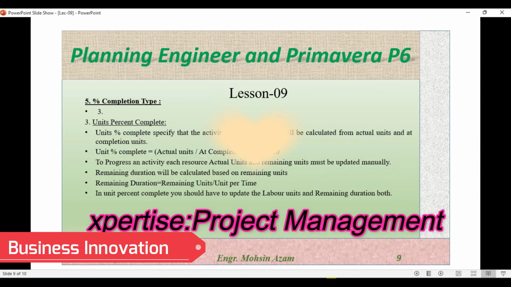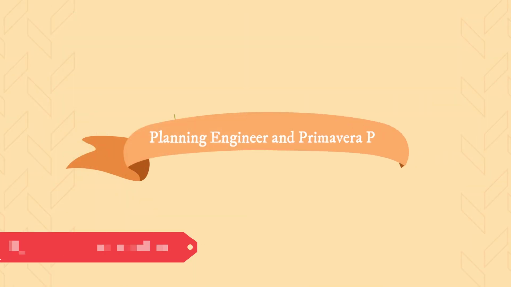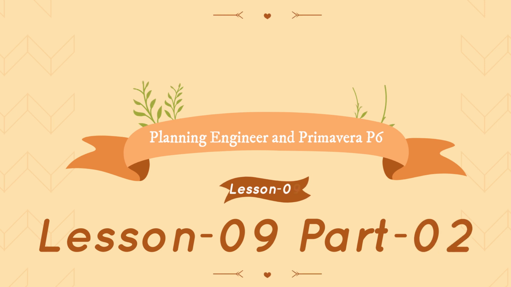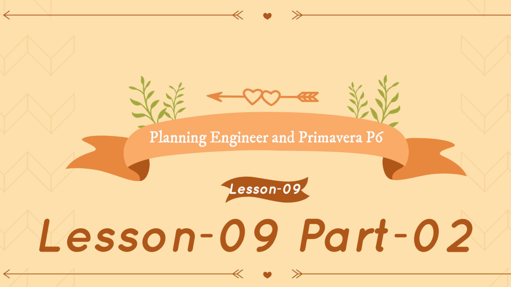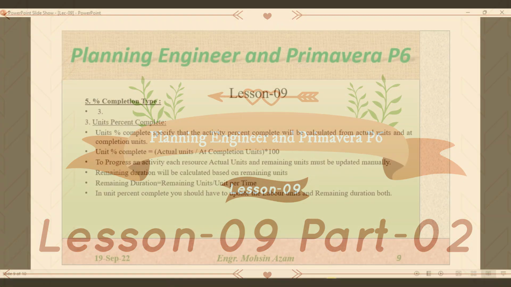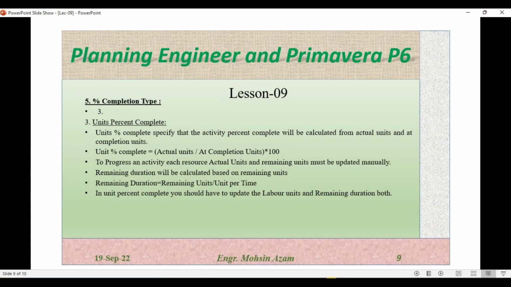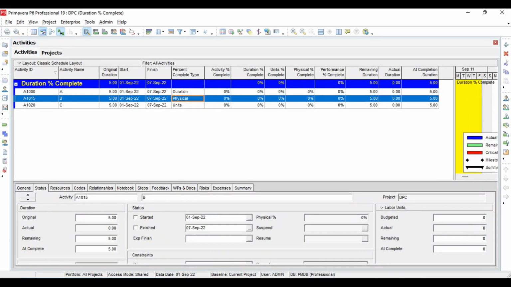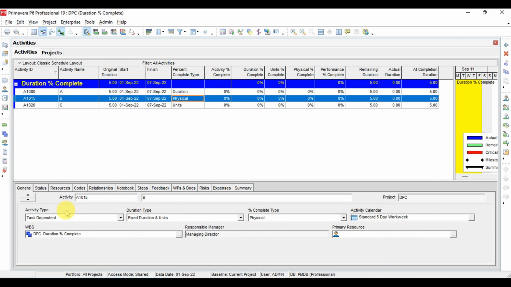Today we are going to start the second part of our lesson number 9 of Planning Engineer and Primavera P6 tutorials. So today we will discuss percent completion types in Primavera P6. If we see here, this is our activity window. In the activity window we have General. In General we have activity types, which was discussed before, and duration types, which we will discuss in an upcoming lesson. Percent completion types, this we will discuss today.